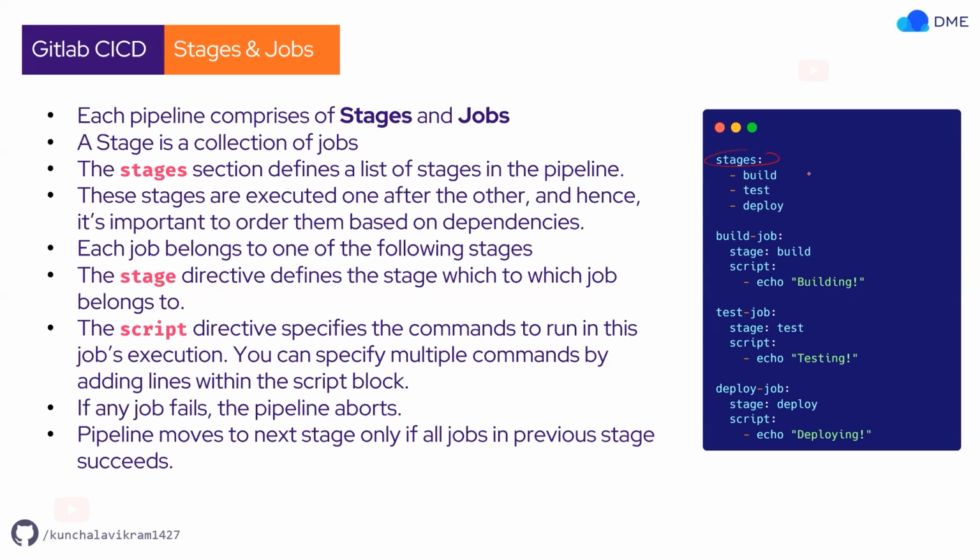So you can see we have 3 stages, and these are all the individual jobs. Each job should belong to a particular stage. Let's say the build stage has 5 different jobs. If any of the jobs fails, the whole pipeline aborts. That is one thing.